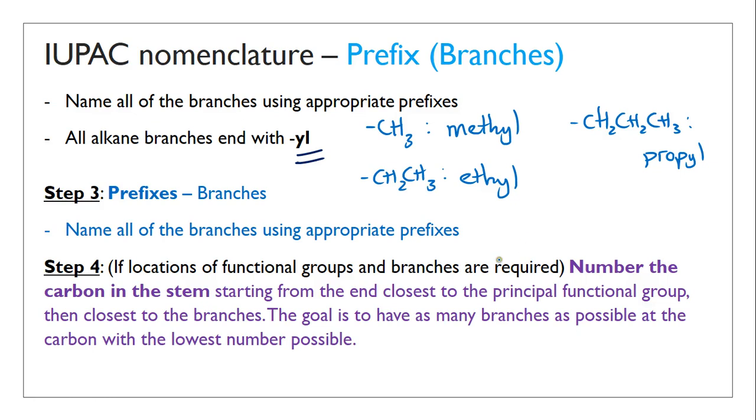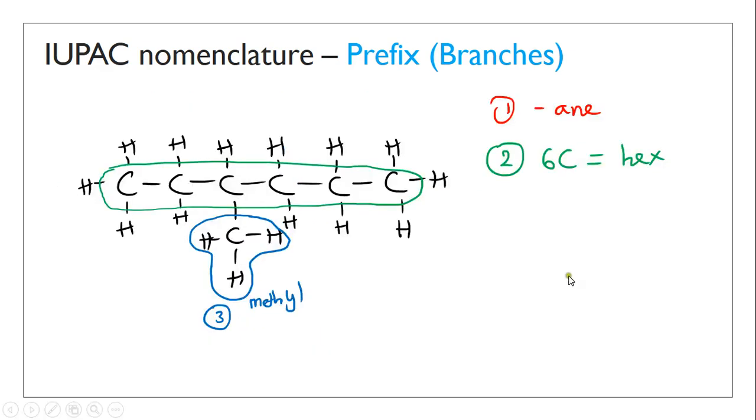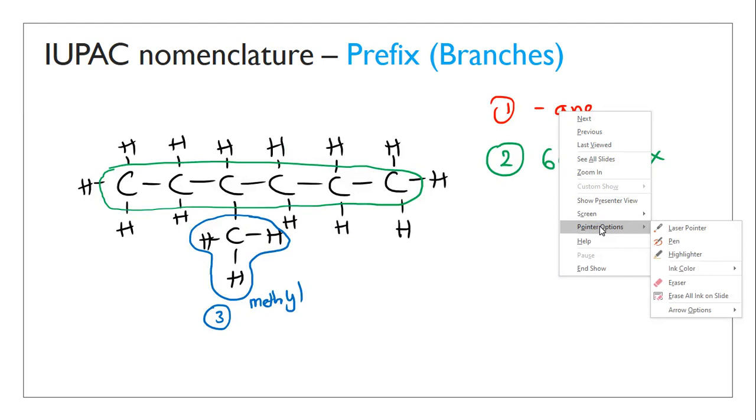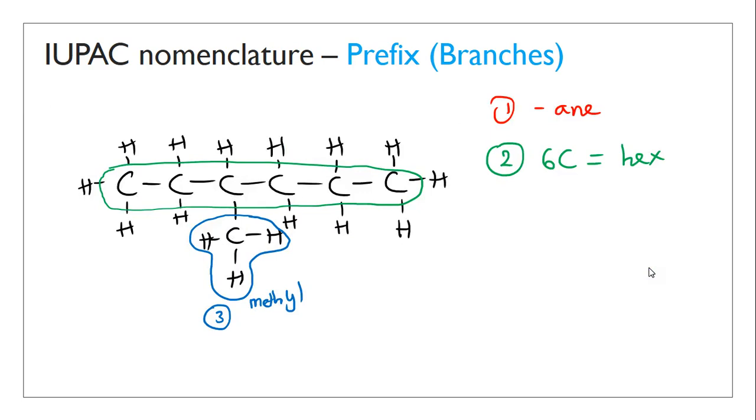If you go back, step 4 is to number the carbon in the stem, starting from the end closest to the principal functional group, then closest to the branches. So because you have a branch here, you have to tell me where this branch is, because otherwise, if I look at the name, I wouldn't know which carbon it is coming out of. So I have to number the stem now. And the trick is you want to start from the end closest to the branch, which is going to be this end. So we go 1, 2, 3, 4, 5, 6.